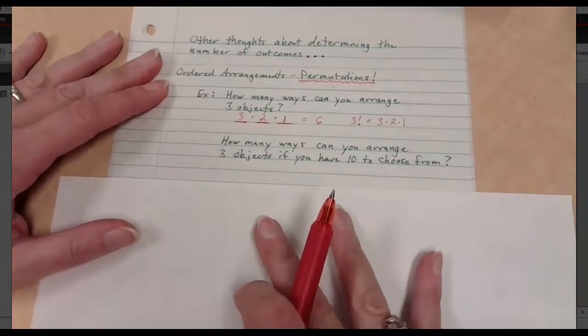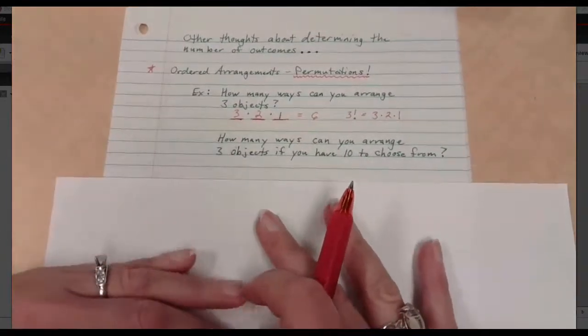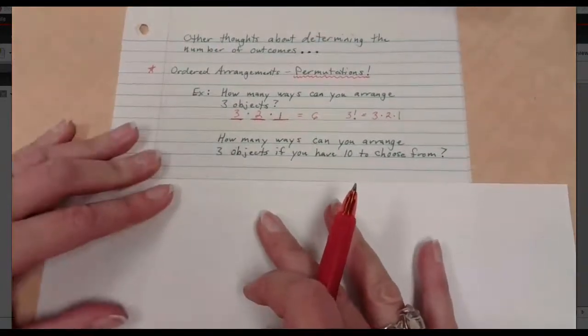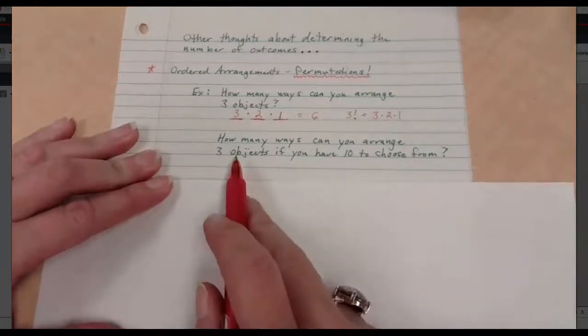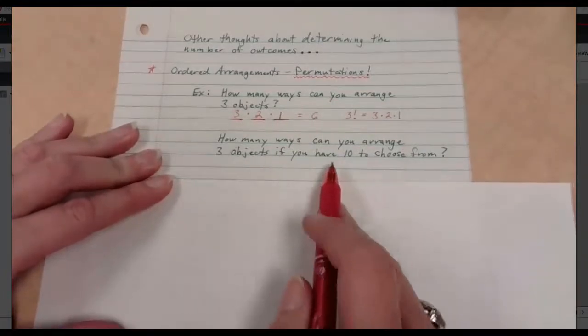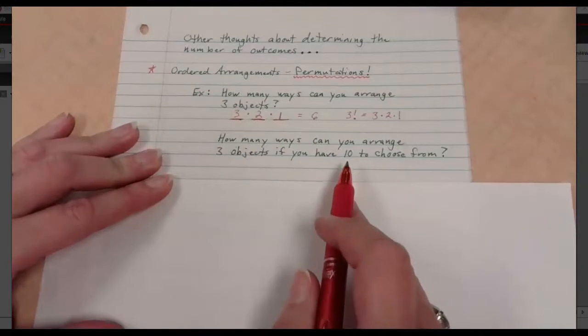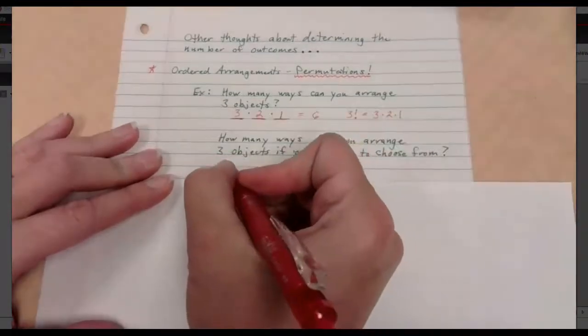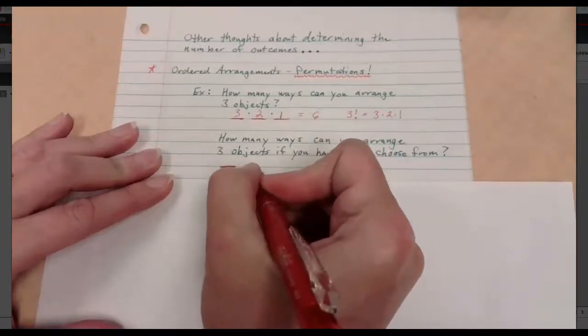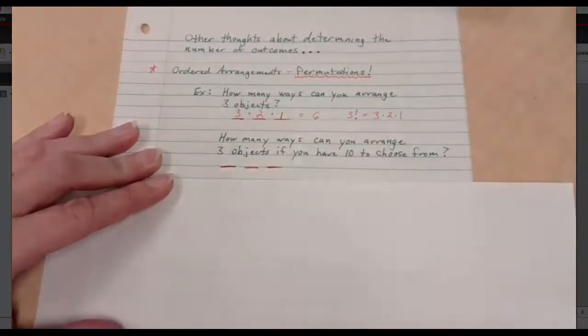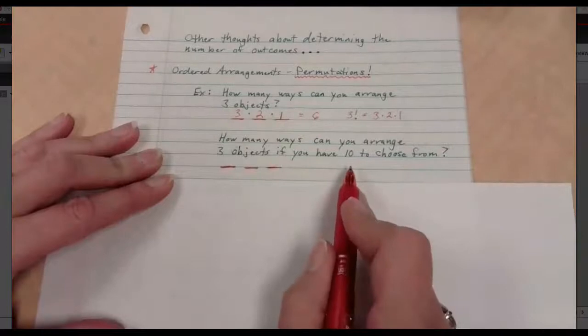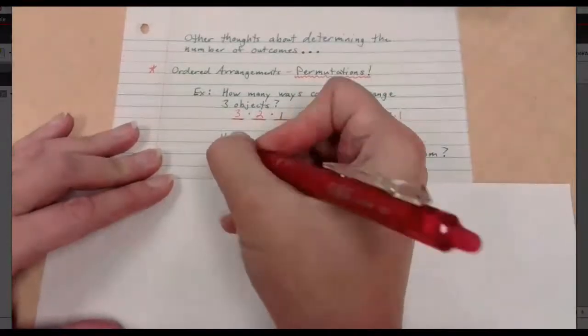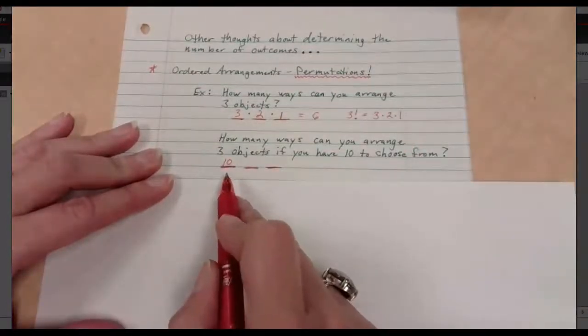Okay, what if I change the question? What if I have the same song but a different dance here? I'm still looking to arrange 3 objects, but this time I actually have 10 to choose from. How will this change? Well, I got 3 spots to fill: 1, 2, 3. But since I have 10 things to choose from, I could put any of the 10 in the first spot. So the first location here, that first event, can occur 10 different ways.